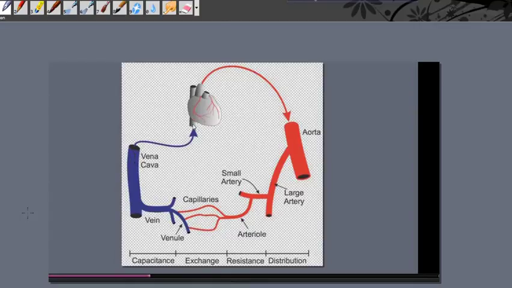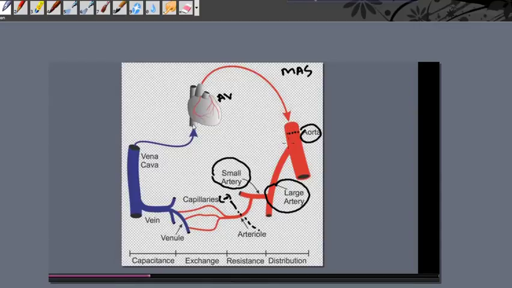Of these various components of our cardiovascular system, we have a portion called the major arterial system, right? The major arterial system consists of the aorta, large arteries, and small arteries, and it extends up to the arterioles. So the major arterial system extends from the aortic valve up to the arterioles. And there is always some blood in your major arterial system, right?